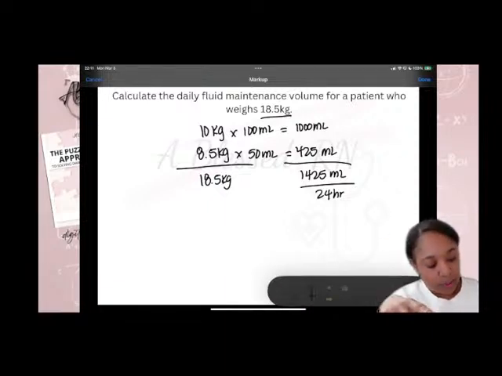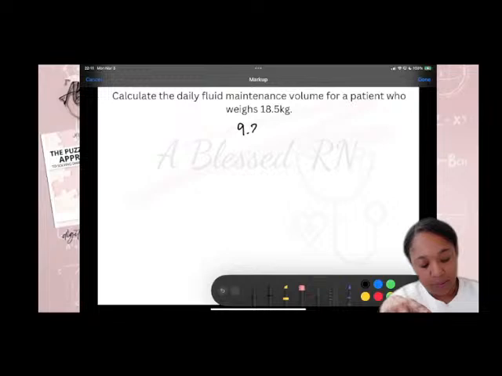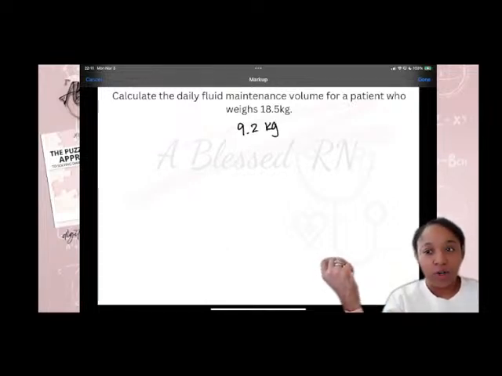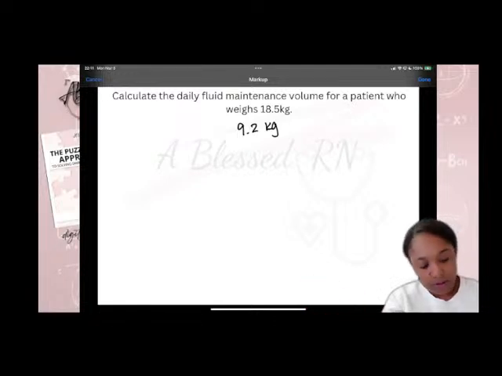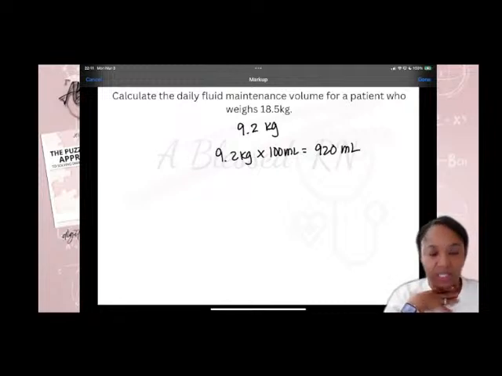So what if the patient was 9.2 kilograms, right? So we don't have enough to do 10, right? So it's just going to be 9.2 kgs times that 100. So what's that, 920 mLs? Exactly.